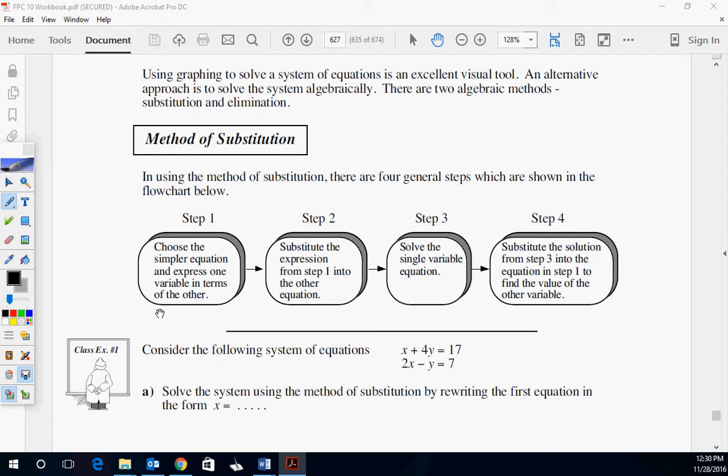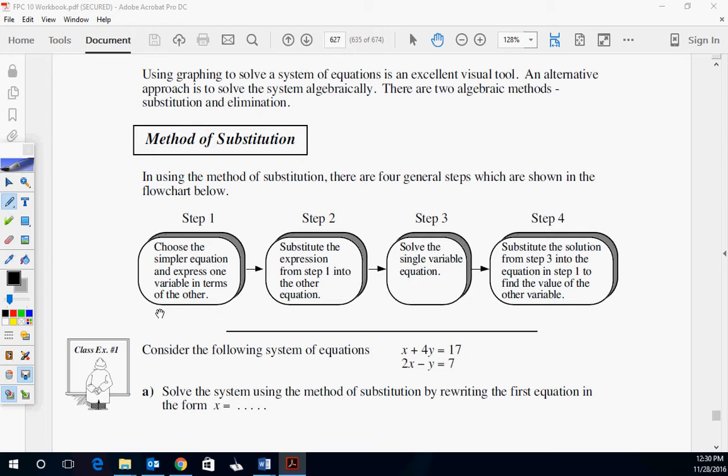Using a graph to solve systems of equations is an excellent visual tool. We can always graph the lines, and where they cross is the solution. However, a lot of them aren't easy to graph. The easy way to graph is when they have y by themselves, and they're not all going to be like that. So we're going to do the method of substitution.